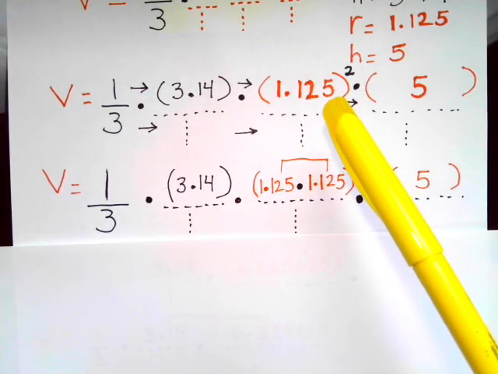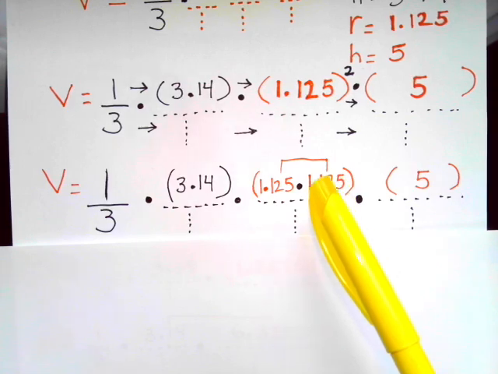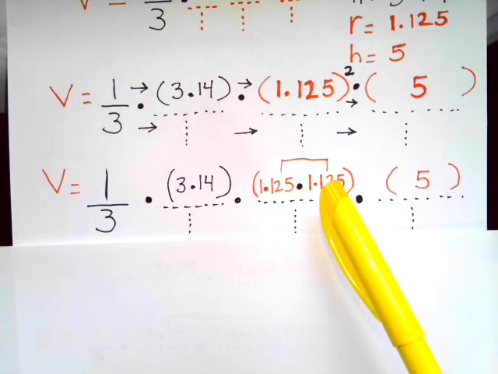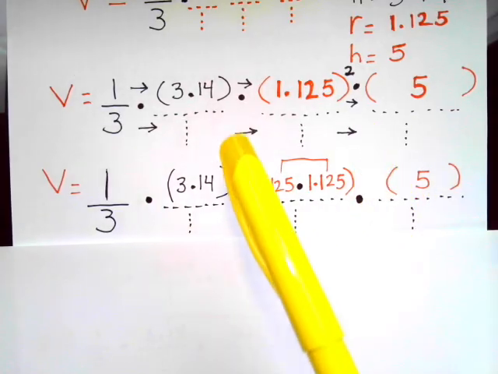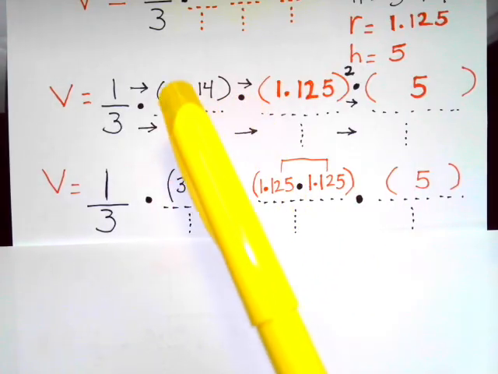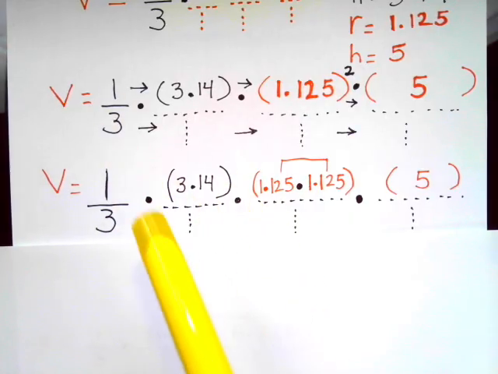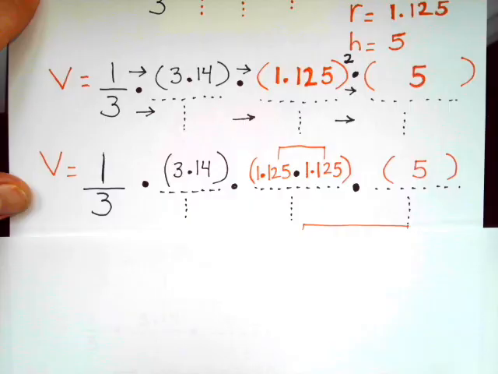So 1.125 raised to the second power is right here. It's the number times itself. And then everything else: 5 over 1, times 3.14 over the invisible 1, I rewrite, times 1/3. I just rewrite everything else I'm not working on, and I'm going to do this step by step until I get a solution for this problem.